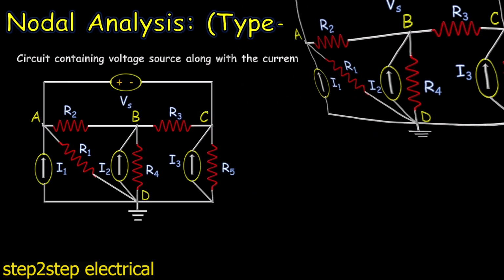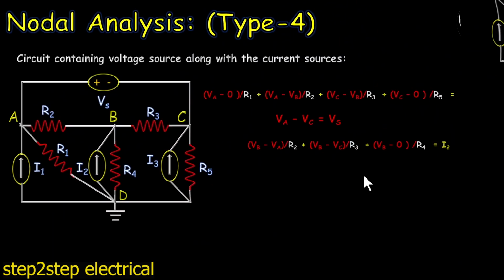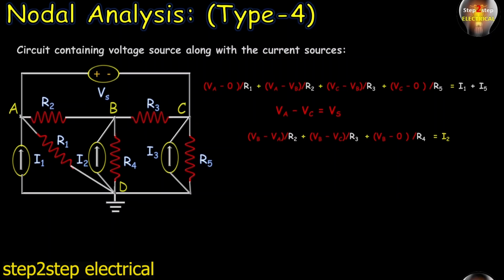For the third equation, we will apply KCL at node B. So we can easily write this one: VB minus VA upon R2 plus VB minus VC upon R3 plus VB minus 0 upon R4 is equal to I2. So this is the third equation. So friends, we have finally got these three equations, and with the help of these three equations, we can easily find out the value of voltage at the node A, node B and at node C.